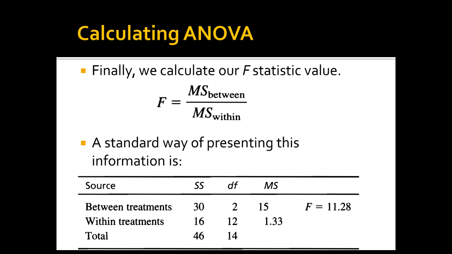A standard way of presenting this is in the table provided below. You'll see the sources: between treatments, within treatments, and total. You'd provide a column of the sums of squares values, a column of the degrees of freedom values, then a column of the mean square values, and then the resulting F test statistic value.